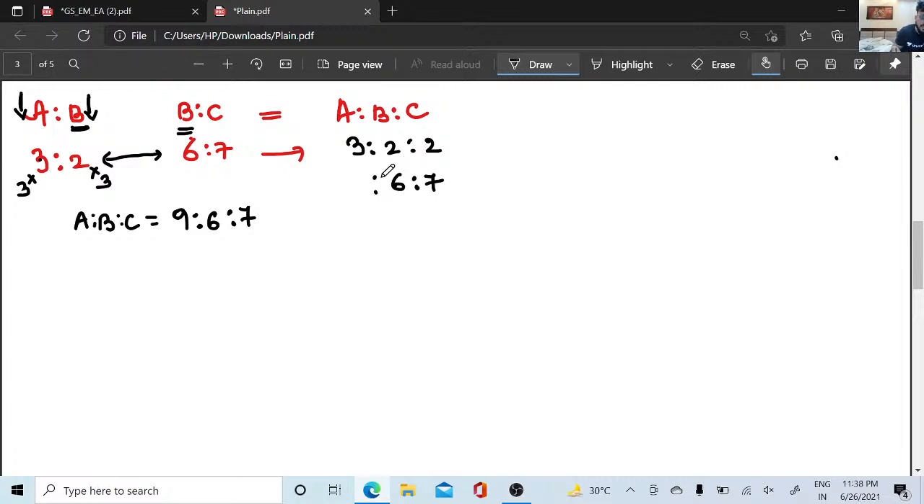Whatever the common terms are, move them to the extremes. So 2 moving here, 6 moving here, right? 3 6s are 18, 6 2s are 12, 7 2s are 14. So when I simplify this, 2 9s are 18, 2 6s are 12, 2 7s are 14. Yes, always equate the common terms.